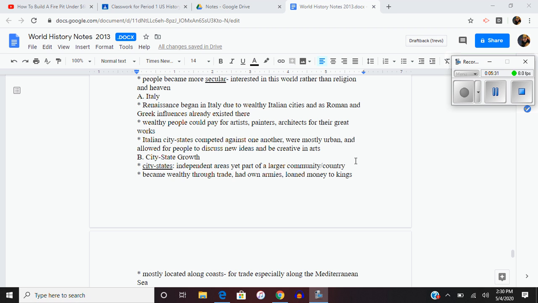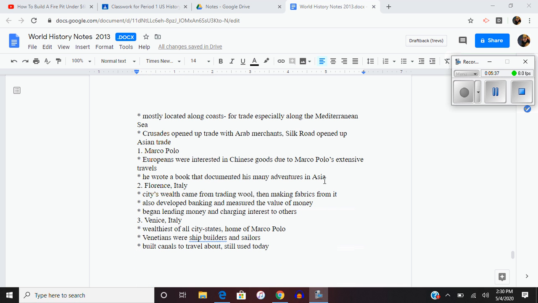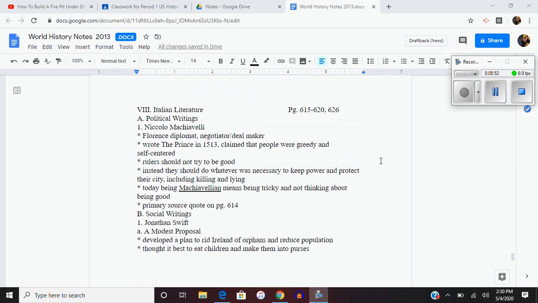So some of these city-states become pretty popular and wealthy, like Flanders and Venice, like we've talked about before, and Florence. And the introduction of this guy named Marco Polo, anybody say that? And his journeys to Asia, which got people interested in what is going on there in terms of trade for Europe.